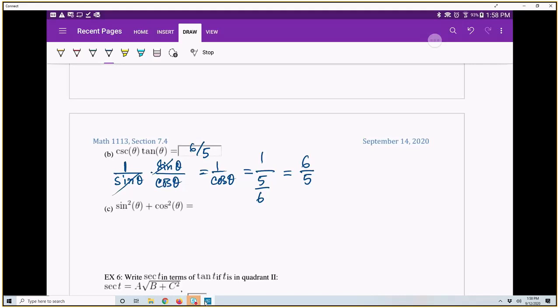Sine squared theta plus cosine squared theta, again a similar idea here. This is the Pythagorean trigonometric identity. It doesn't matter where theta is, it doesn't matter what the values are, it is always going to be 1. So that would easily answer my question.